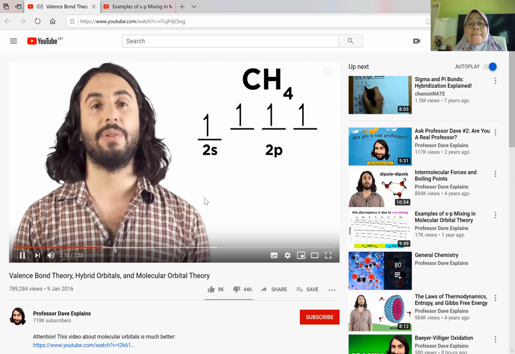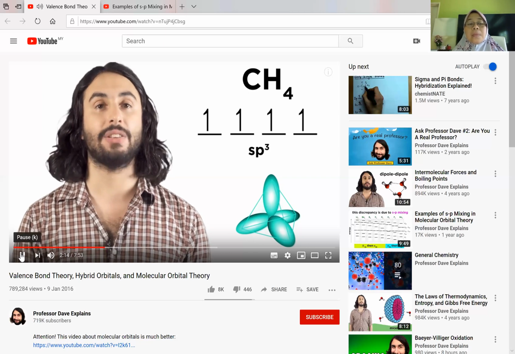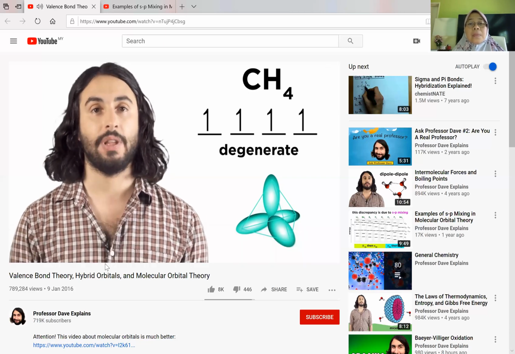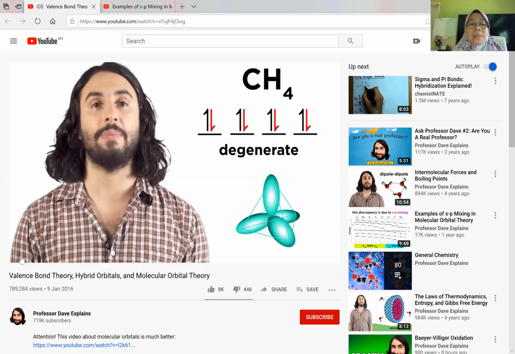Then it can hybridize them, leaving 4 orbitals. Okay, now you have a new orbital called a hybridized orbital. Why is it sp3? Because it's a combination of one s, not 1s, it's 2s, one 2s, okay, and three p. That's why it is called sp3. Orbitals that are identical in energy, or degenerate. Each of them has 1 electron, leaving room for another that will be provided by the other atom.